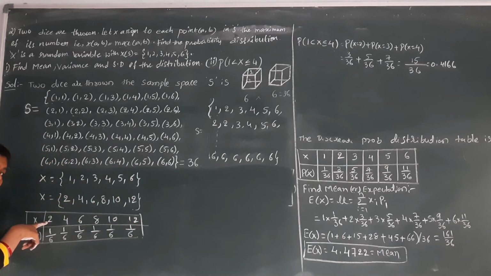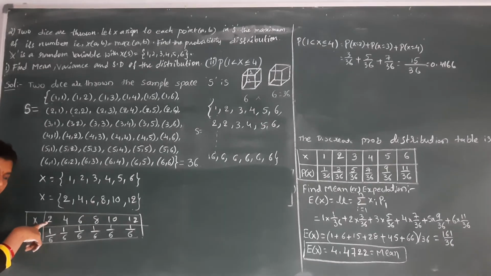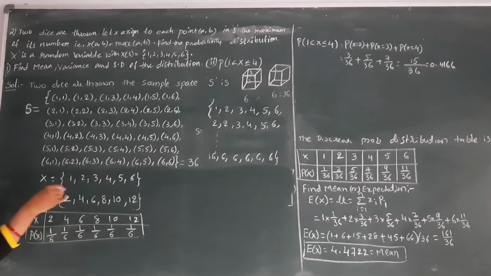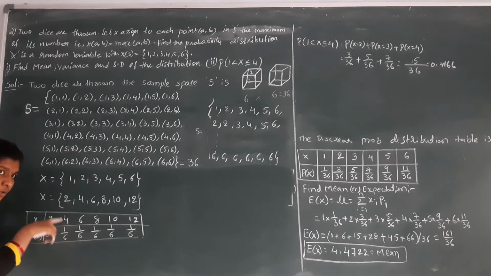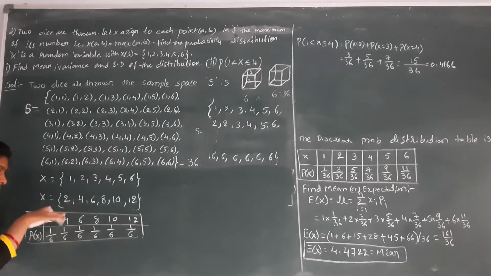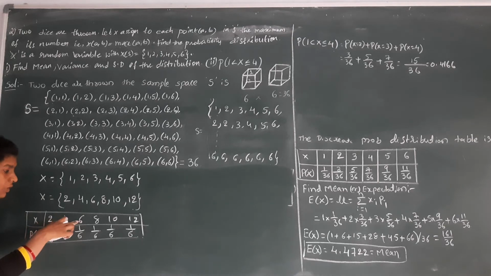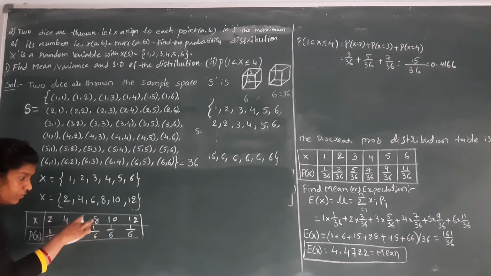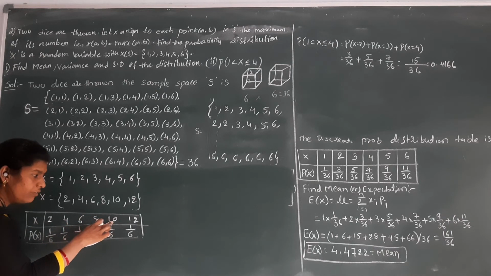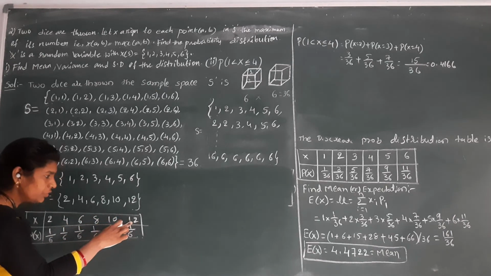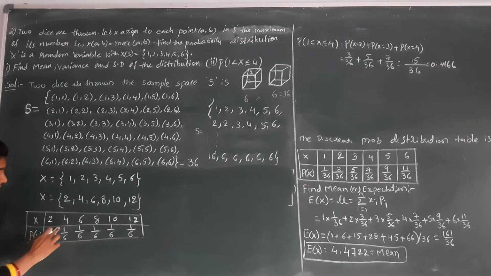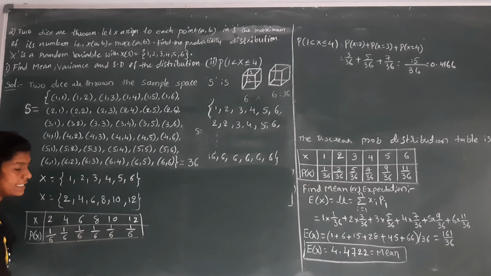When will we get this one? If the top of the die is 1 only. If you toss a die and the top is 1, we get 2, because it is twice the face of the die. If the top is 2, then we get 4. Similarly, if you get 3, you get 6. If you get 4, you get 8. If the top is 5, you get 10. If the top is 6, you get 12. So we have only one option out of 6. So we write 1 by 6 for each.